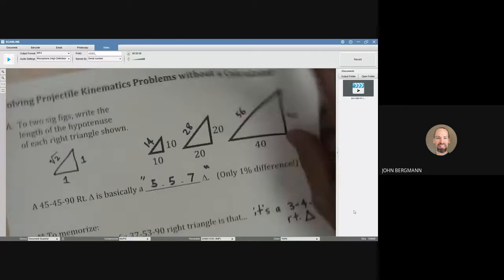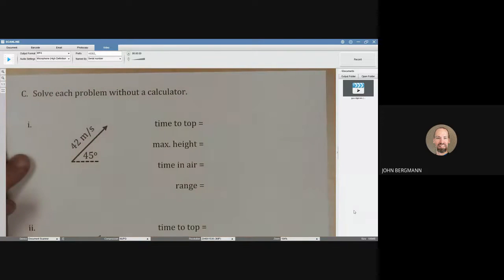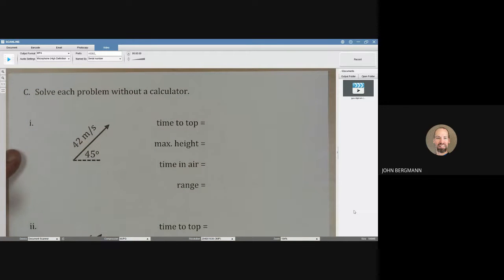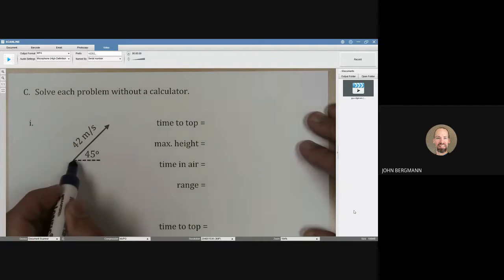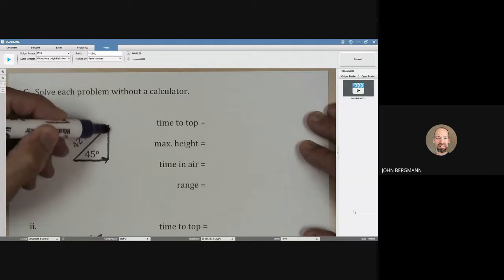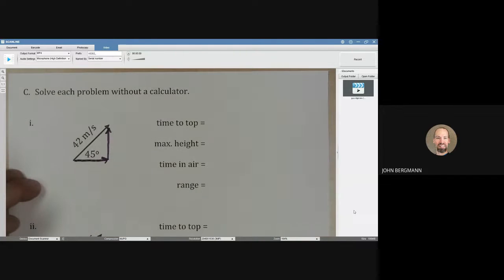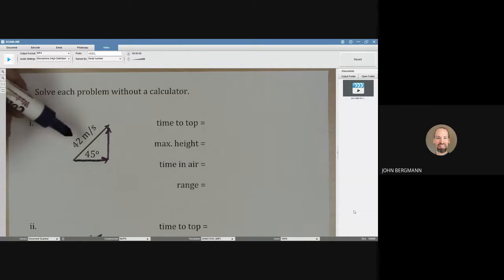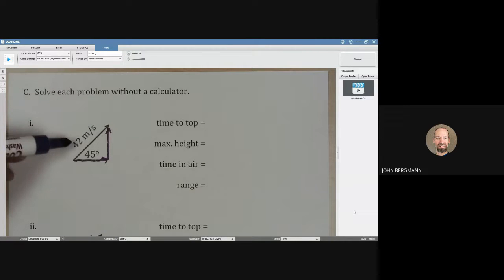So let's try a couple of problems so that we can see how this works. We're going to solve each of these problems without a calculator. You can see what we're doing here. We're launching something. It's got an initial x velocity. It's got an initial y velocity. And using what we know about the ratio 5, 5, 7, if the hypotenuse is 7, well, that means there's a factor of 6 in there.